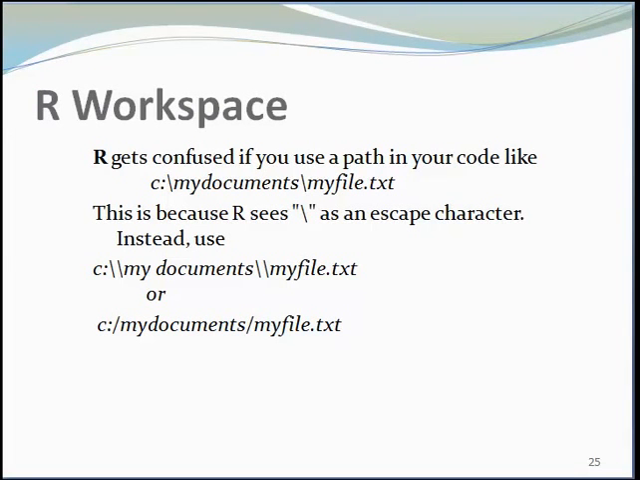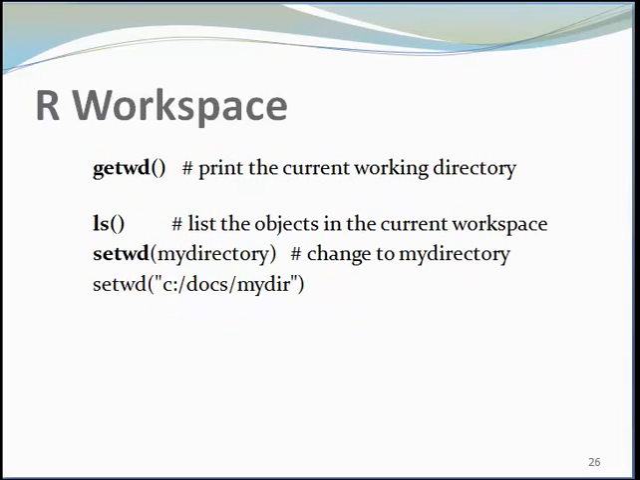Now an important thing: R gets confused if you use a path in your code like C:\my documents\my file.txt, that we generally use for our destination file. This is because R sees the backslash as an escape character. Instead of this, we have to use C:/my documents/my file.txt, or a format like this one.